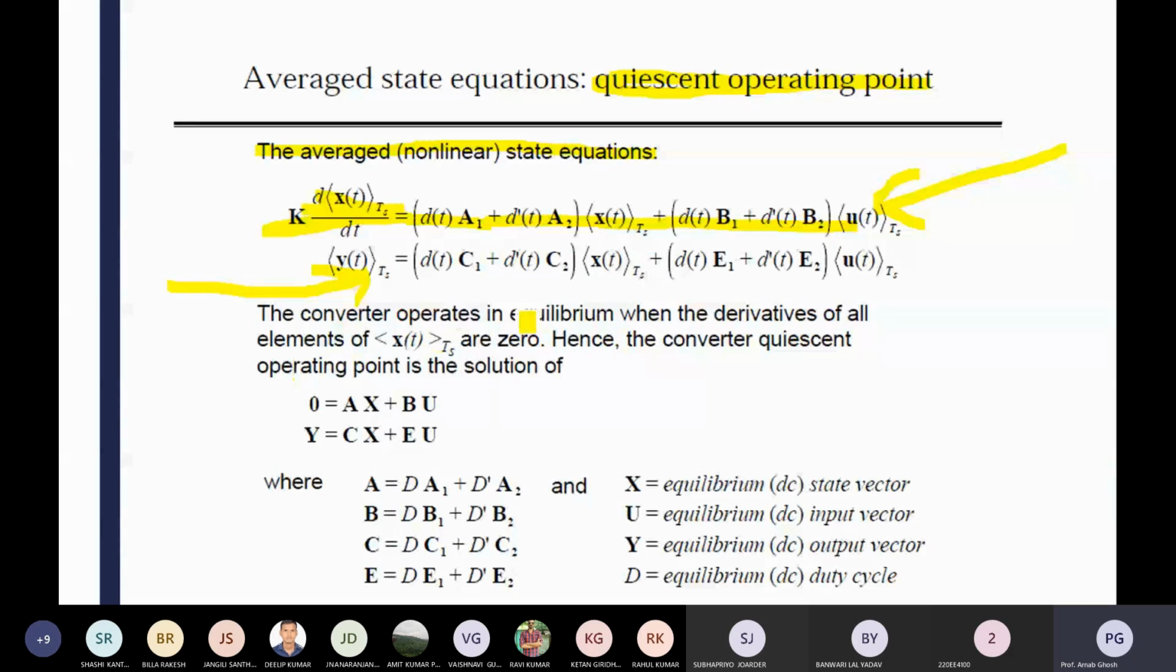So the converter operates in equilibrium. You know it is operating in equilibrium when the derivative of all elements of x(t) is 0. So they are making that portion 0, and then the total thing will be 0. So the quiescent operating point is the solution of 0 equals AX plus BU, and Y equals CX plus EU. Here X is the equilibrium state vector, U is the equilibrium input vector, Y is the equilibrium output vector, and D is the equilibrium duty cycle. So we'll get all those values of A, B, C and E.